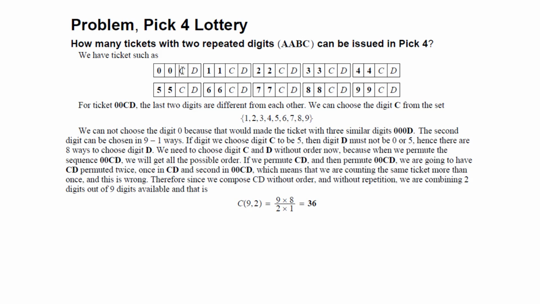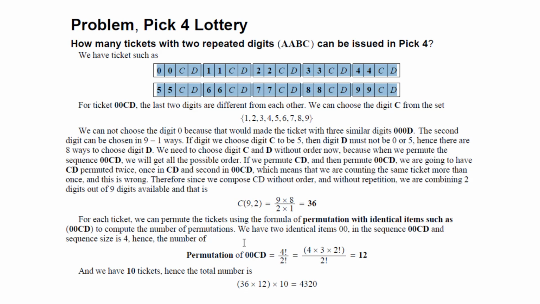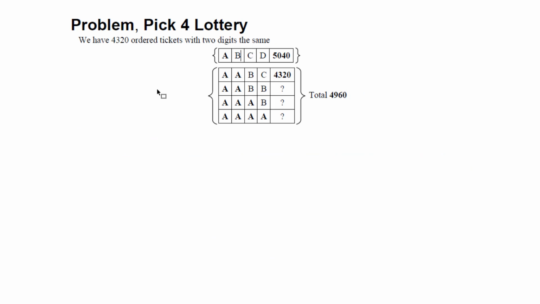So now after we combine CD 36 times, we can permute all this sequence how many times? 12 times, and the total number of outcomes for this sequence only is going to be 36 times 12, and for all these sequences, which are 10 sequences, the possible outcome is 36 times 12 times 10, and now we get the number which is 4320, and that is the number of tickets with 2 repeated digits in the form AABC.